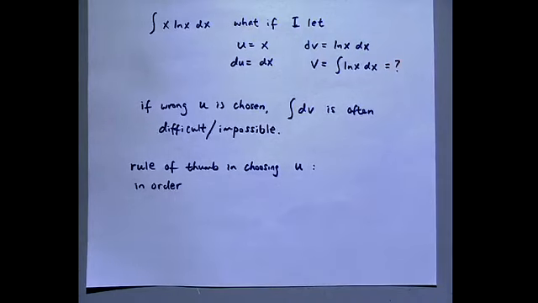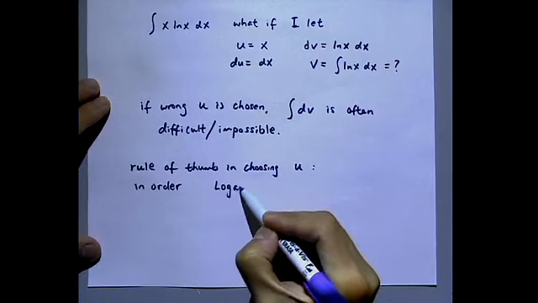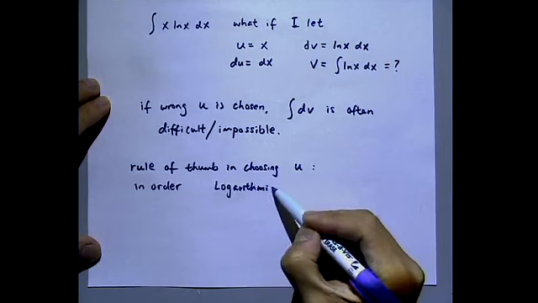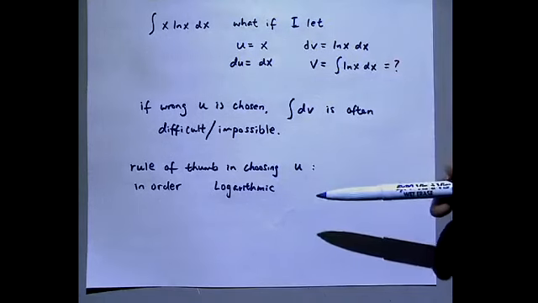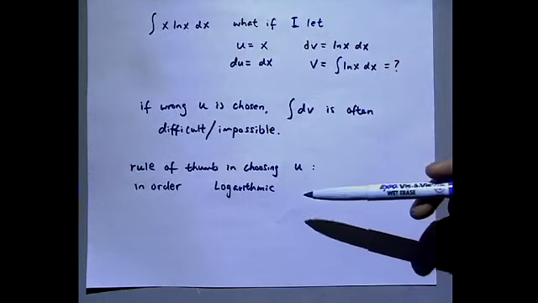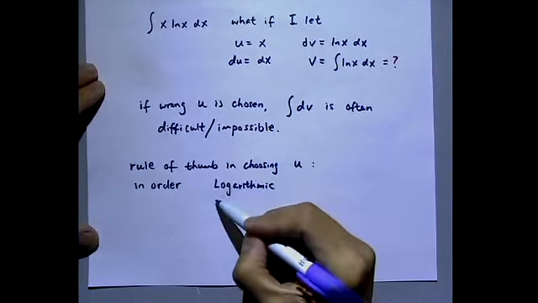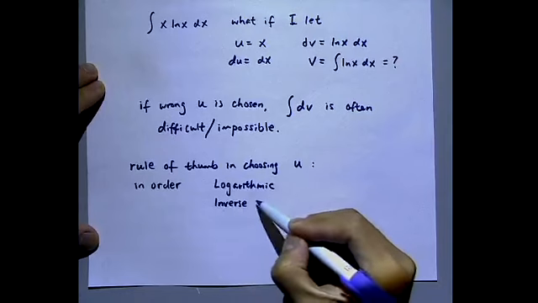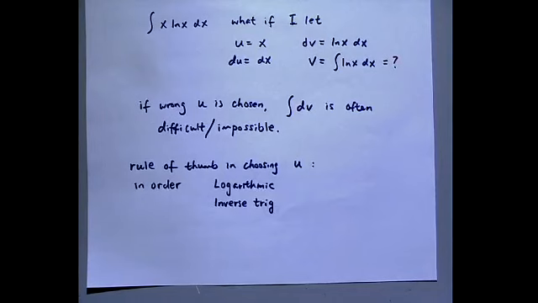So we choose u in this order. If you see any part of the integral that's logarithmic, any kind of log, natural log, for example, that is your number one choice to be u. Always choose log before anything else to be u. Next best choice is inverse trig functions. Inverse sine, inverse cosine, inverse tangent, for example.